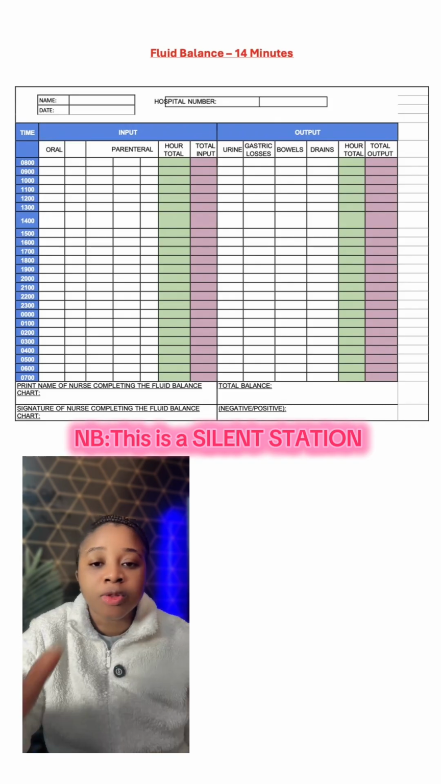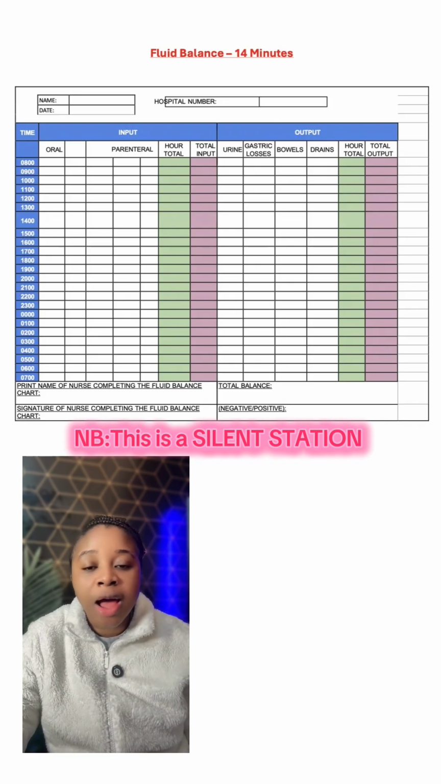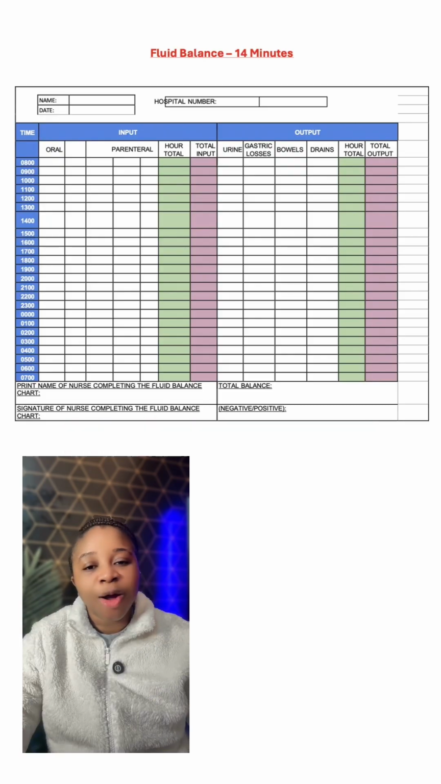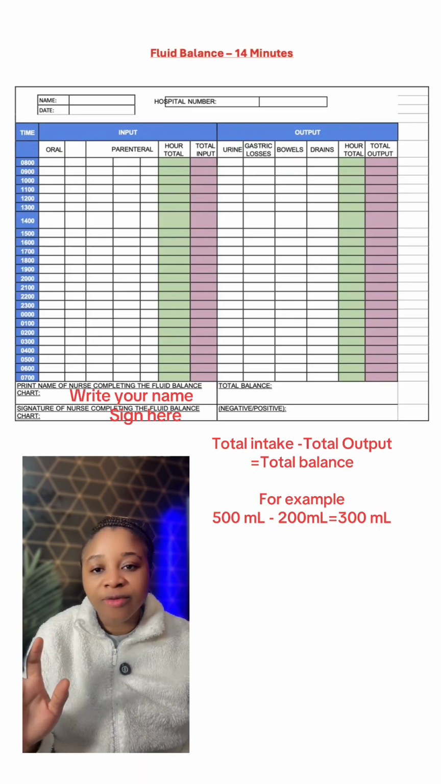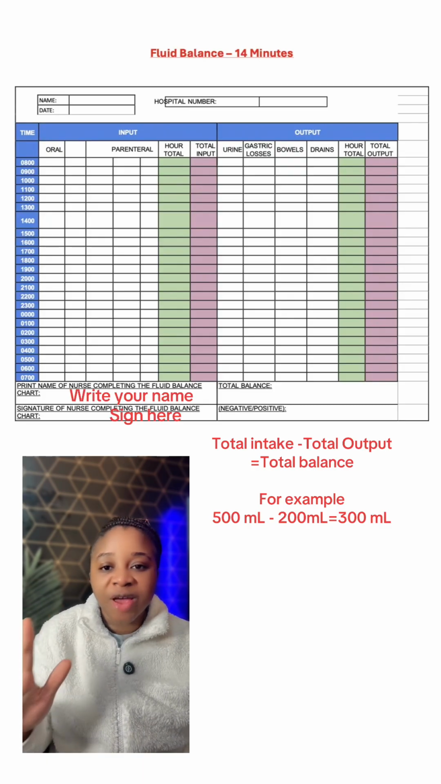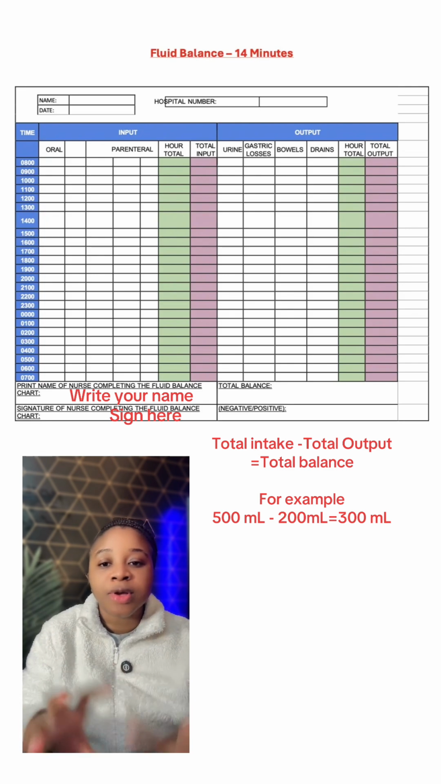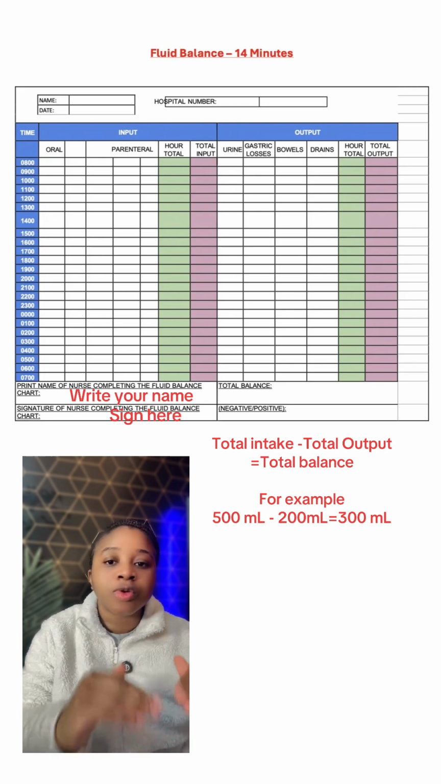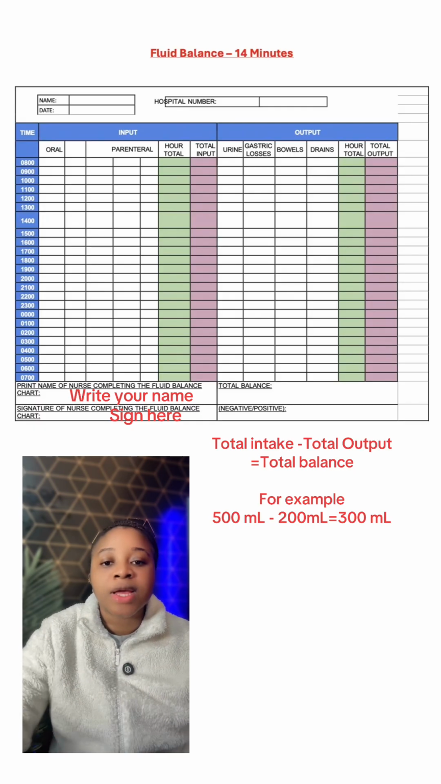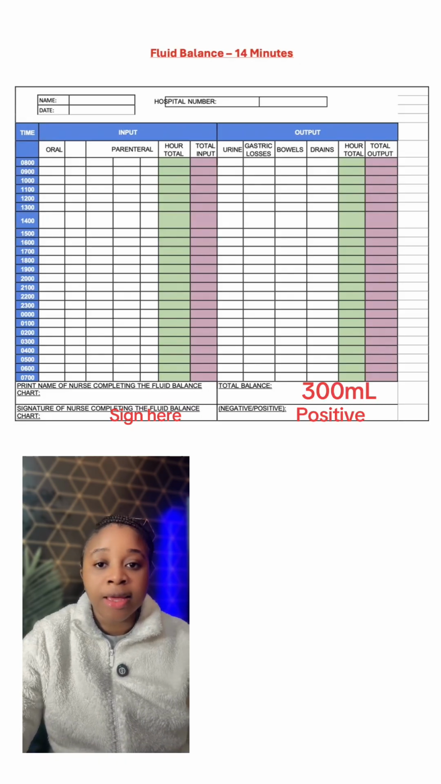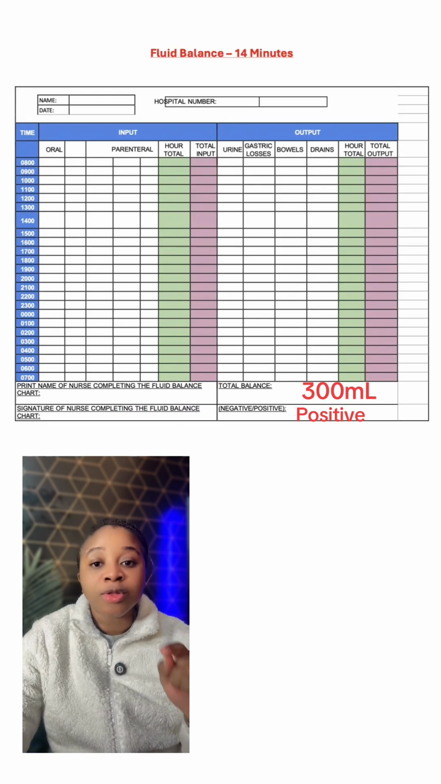You calculate the total intake and the total output, and you subtract the output from the input. So the output could be 200 mL and the input could be 500 mL. So if you subtract, you are going to get 300 mL as your total balance. And then if there is a negative sign or positive sign, you write it at the bottom here. So this is how you are going to pass your station.